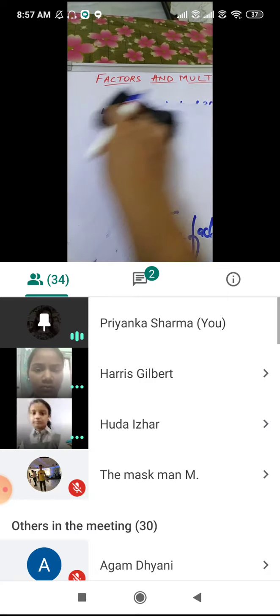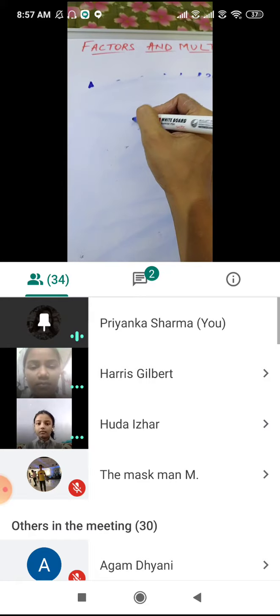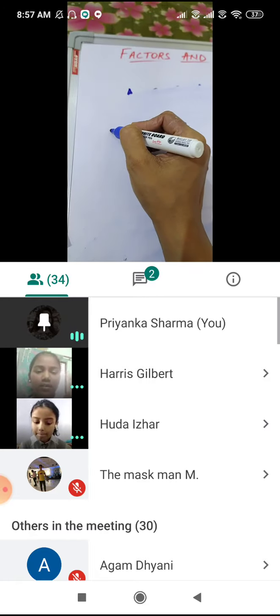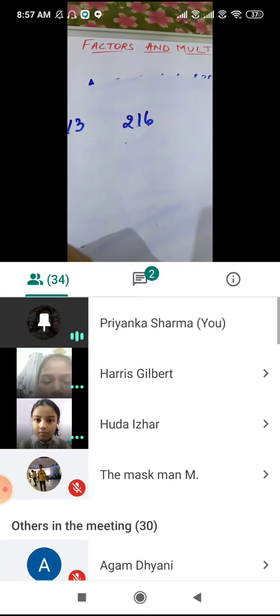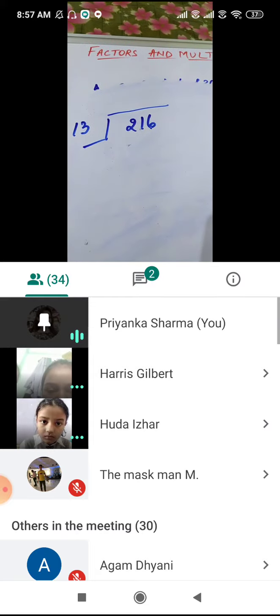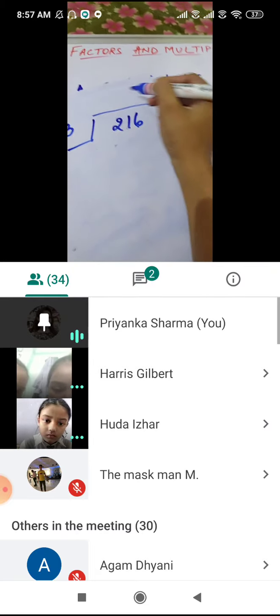Similarly, the second one. Don't talk in between. Let's come on to the second one, that is 216 and 13. We have to see whether 13 is the factor of 216. How can we find it? By dividing it, the easiest way. So 13 will go 16 times.